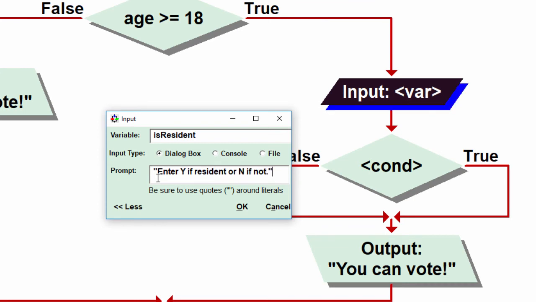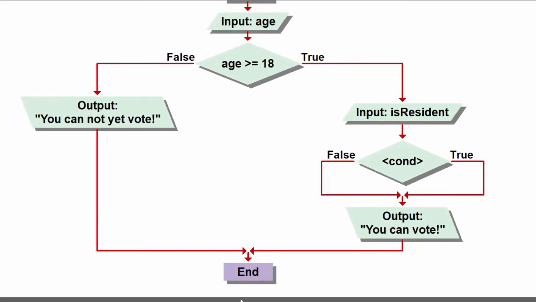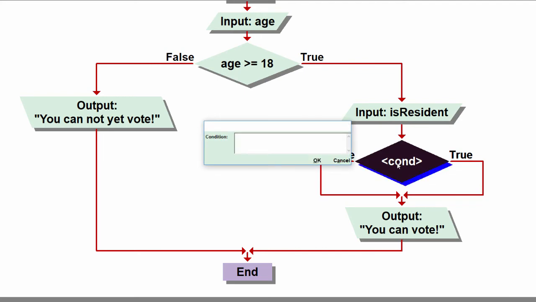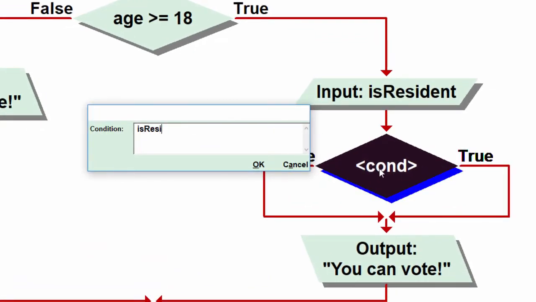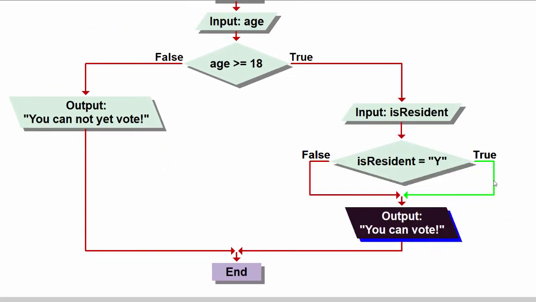I realize that doesn't make the most sense in terms of the program flow, but it's what we're going to use. So what's going to happen here is that the user is going to input their age. If they are older than or equal to 18, we're going to come down here, and then we're going to ask them if they're a resident. And then we're going to ask another question. And that question is going to be if resident is resident equals capital Y. So if the user enters the capital string Y, then they can vote. And we'll hit OK. And actually, we can move this output into that true block.